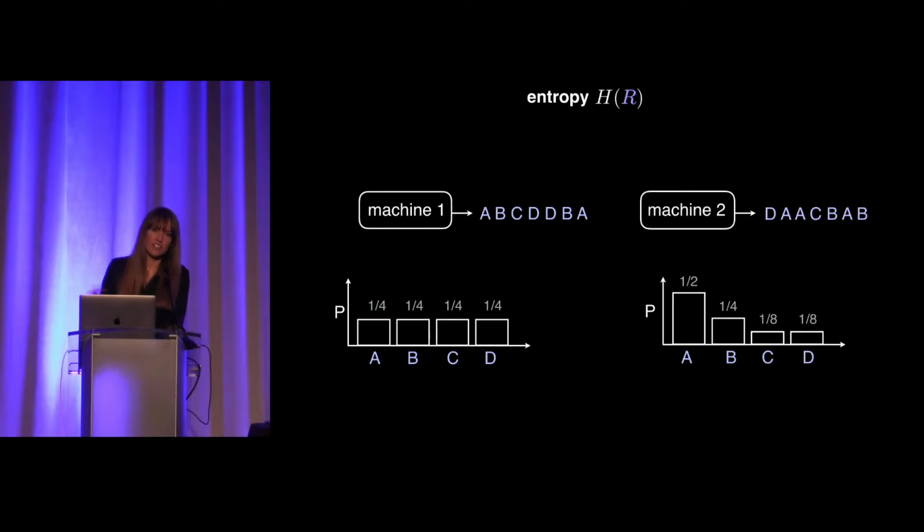If we looked at machine 2, we would see that it produced A much more frequently than the other letters. So half of the time it spits out an A, a quarter of the time it spits out a B, and an eighth of the time it spits out either a C or a D.